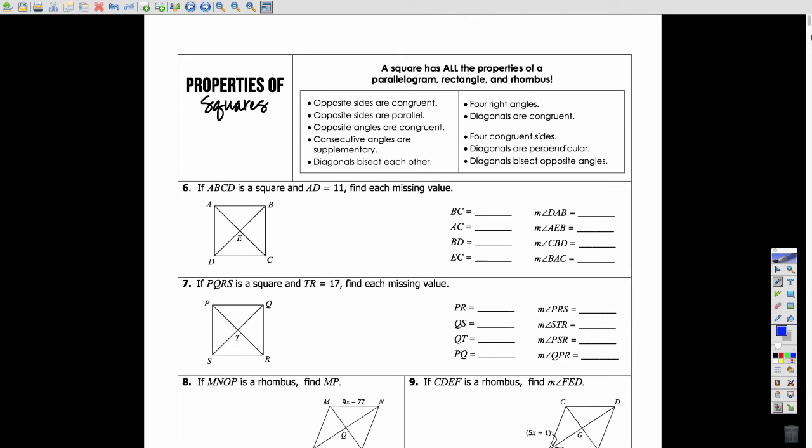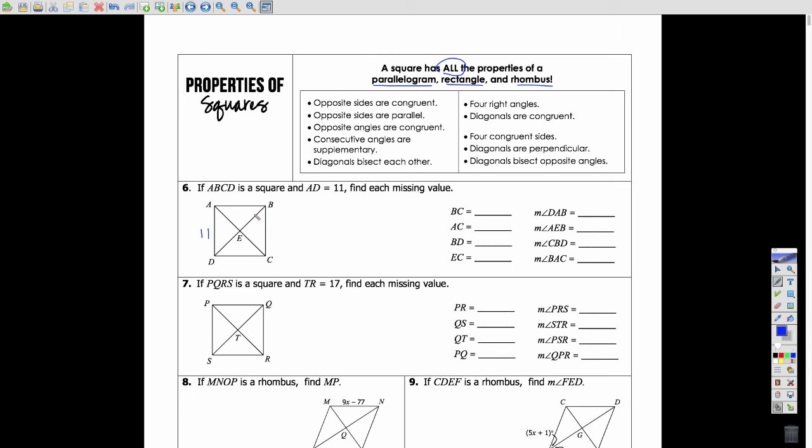Let's look at these properties and practices about squares. Squares, in a way, is the easiest concept because it has all the properties. It has all the properties of parallelogram, rectangle, and rhombus. So you can use all of these properties added together to help you solve these problems. Let's look at this. I've got A, B, C, D. AD is 11. We have to find each missing value.